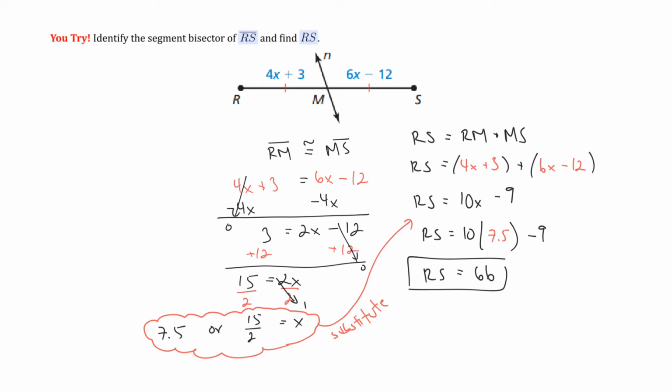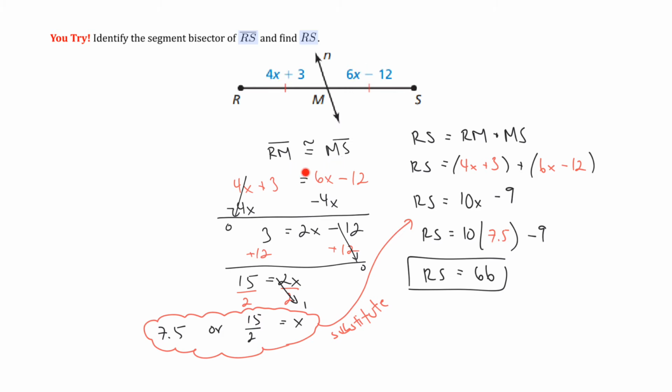Now, same idea here. The segment bisector, by the way, is going to be line N as it passes through the midpoint of segment RS. And in order for us to find the entire length of the segment, we can't just add RM and MS together just yet because we run into a problem with these x's. We don't know what they are.